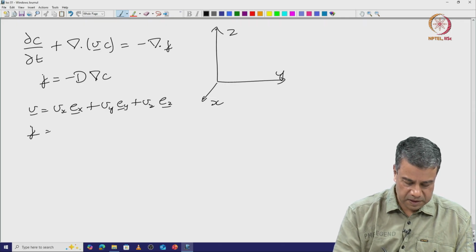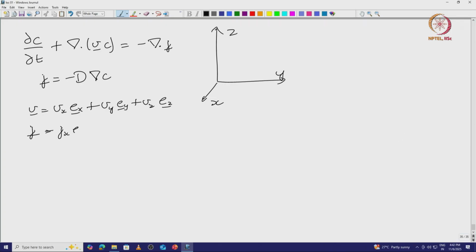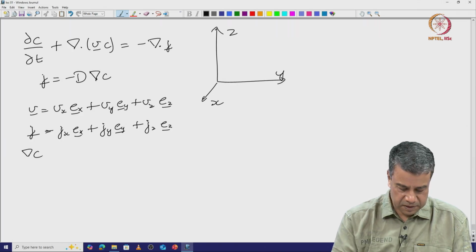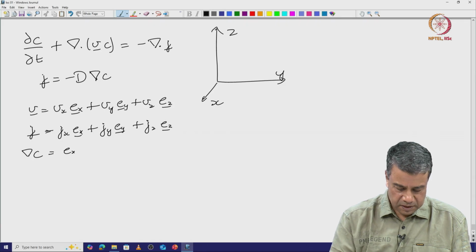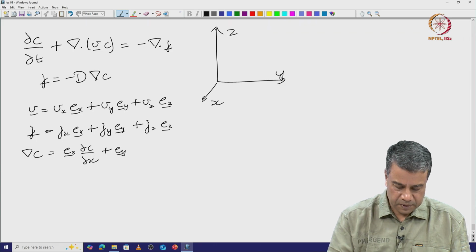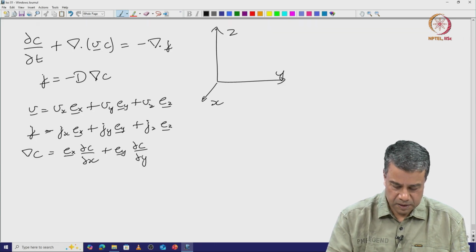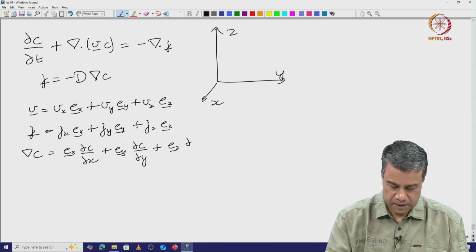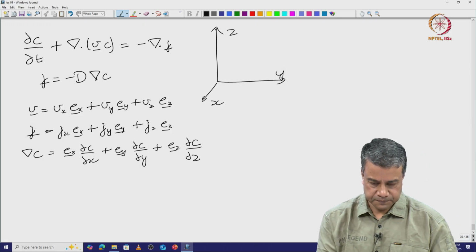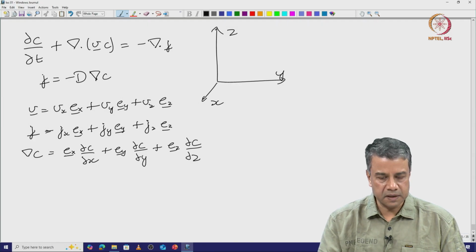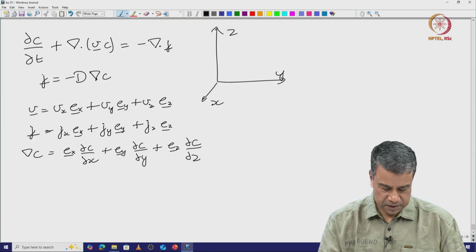Similarly, the flux is written as Jx Ex plus Jy Ey plus Jz Ez, where Jx, Jy, Jz are the components, and the gradient of the concentration field is a vector: Ex partial c by partial x plus Ey partial c by partial y plus Ez partial c by partial z, where Ex, Ey, Ez are the unit vectors in the 3 coordinate directions.